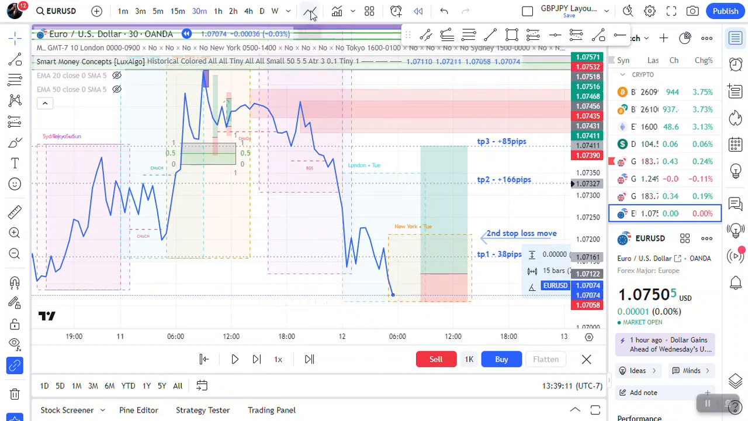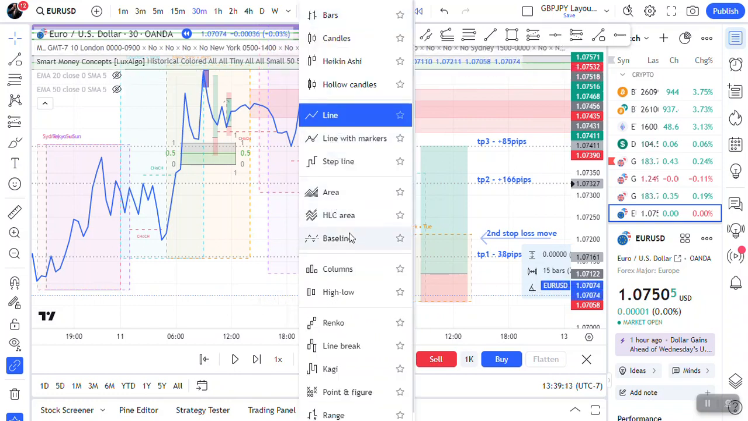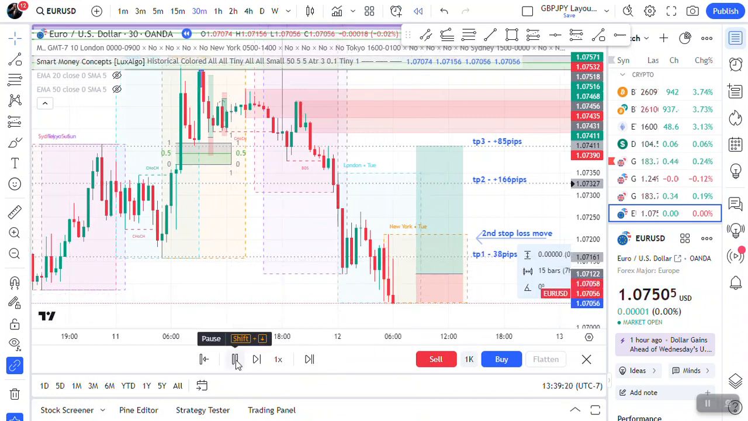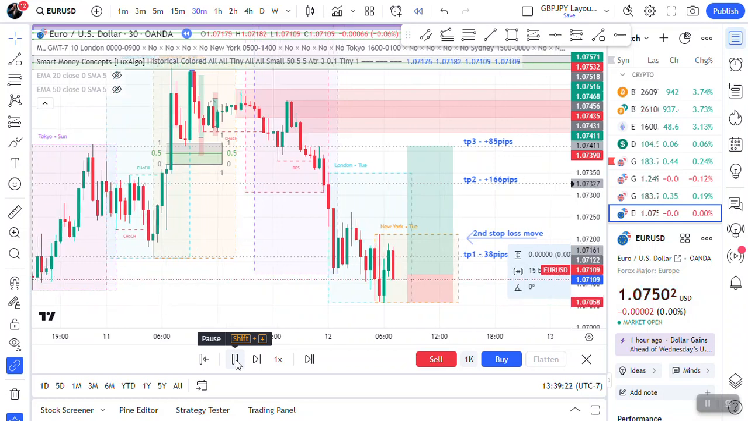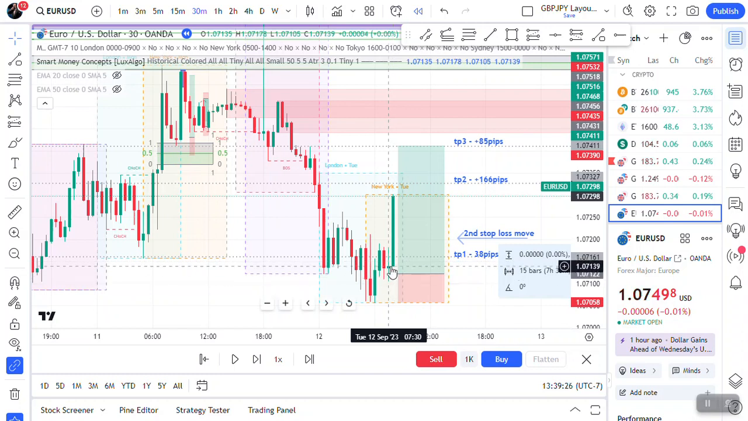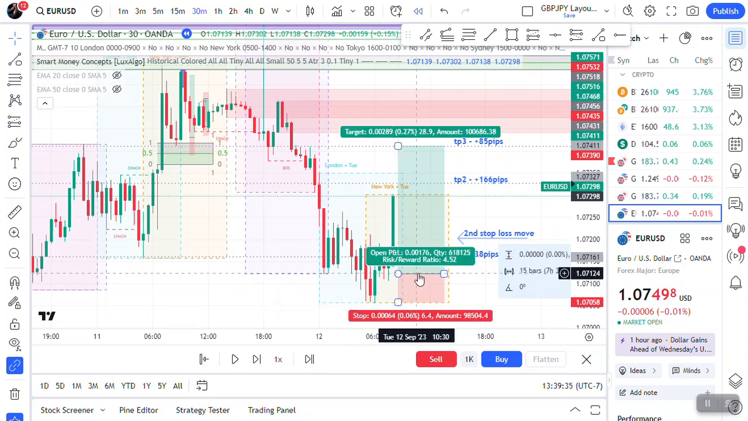So let me turn that back into candles, and let's go ahead and play this. You see, boom, clear manipulation. And you see when it came back down here, it tested it twice, once, twice. So this is where I set my entry for the buy, which is right at this point here.